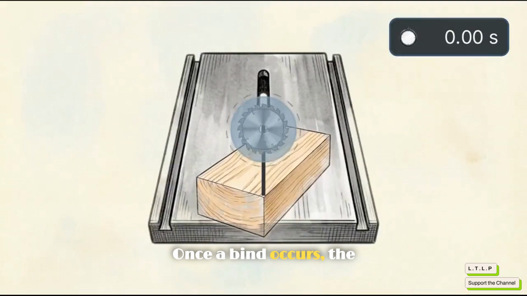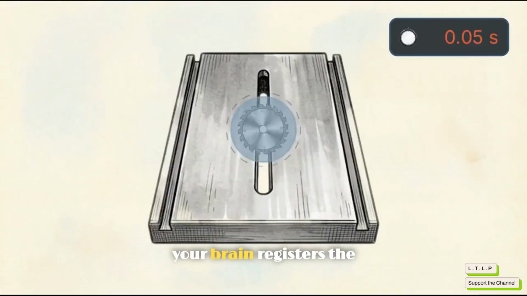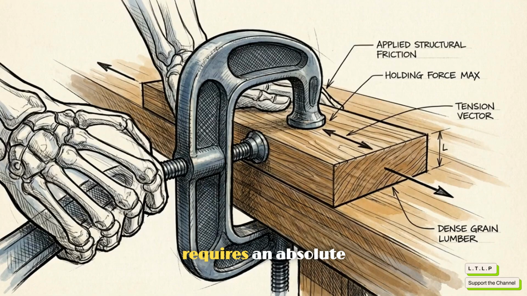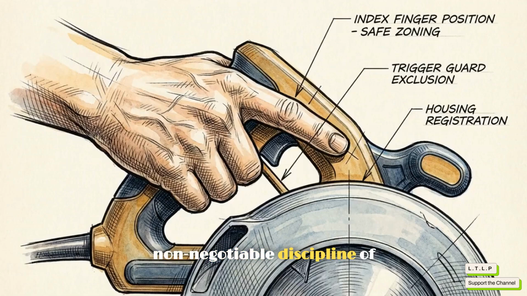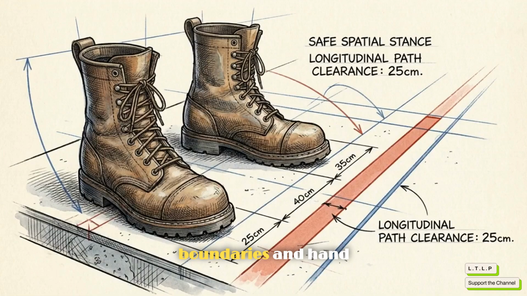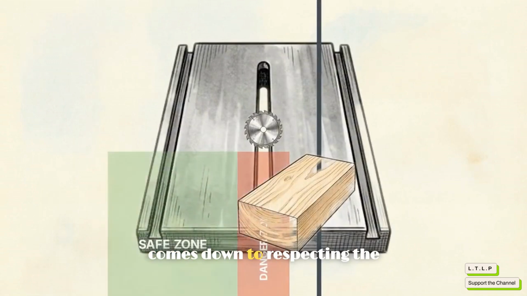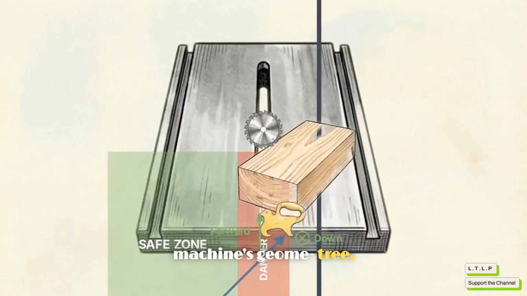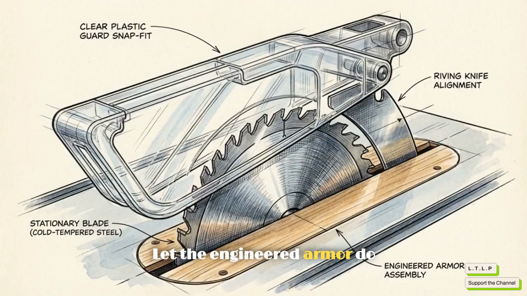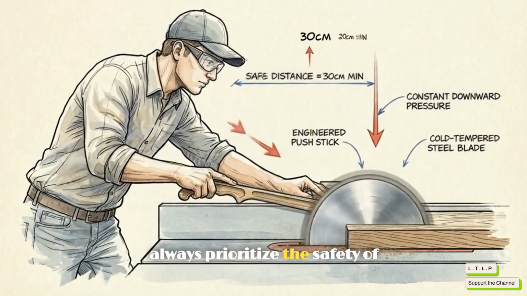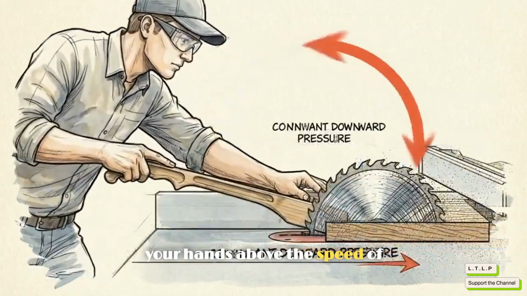Once a bind occurs, the reaction is already over before your brain registers the danger. The only solution is a complete mindset shift. Operating these machines requires an absolute, non-negotiable discipline of checking your physical boundaries and hand placements before the motor is ever engaged. True proficiency in a workshop comes down to respecting the machine's geometry. Let the engineered armor do its job, clear the cut path, and always prioritize the safety of your hands above the speed of your work.